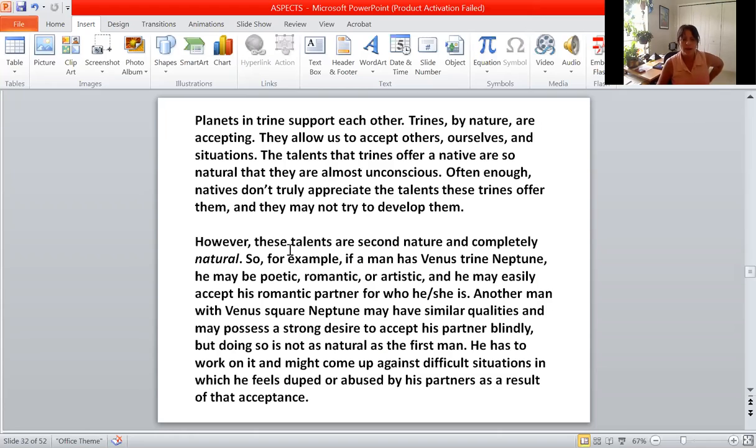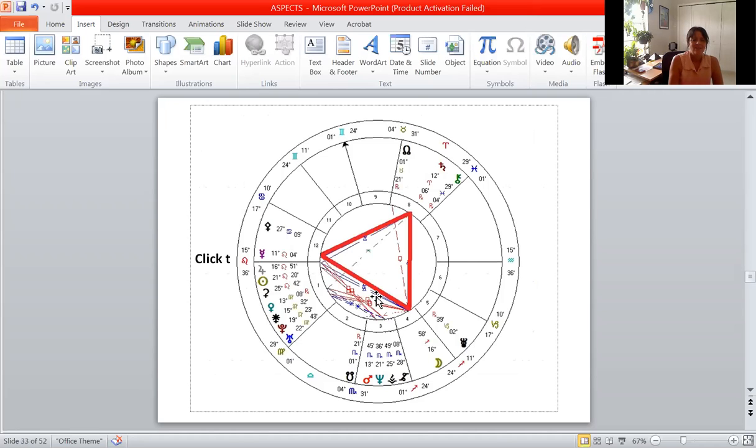So for example, if a man has Venus trine Neptune, he may be poetic, romantic, or artistic, and he may easily accept his romantic partner for who they are. Another man with Venus square Neptune may have similar qualities and may possess a strong desire to accept his partner blindly, but doing so is not as natural as for the first man. He has to work on it because of the square, and he might come up against difficult situations in which he feels duped or abused by his partner as a result of that acceptance. All right, there's our trine.